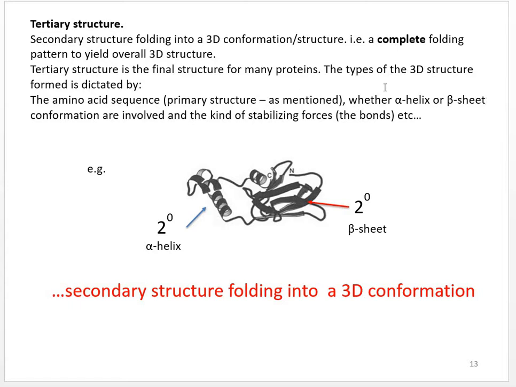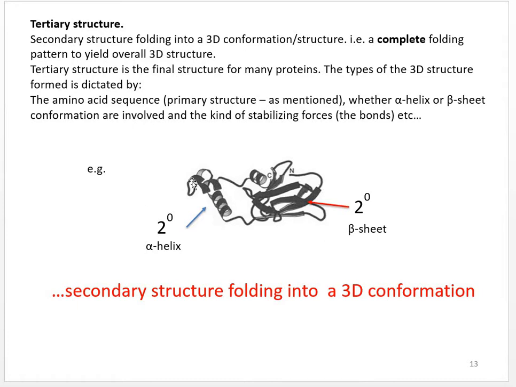The type of structure is normally dictated by the sequence of amino acids, as mentioned before in the primary structure, and then whether it is formed via alpha helix or beta sheet, and the stabilizing forces involved, like maybe disulfides or hydrogen bonds. Okay, no details.